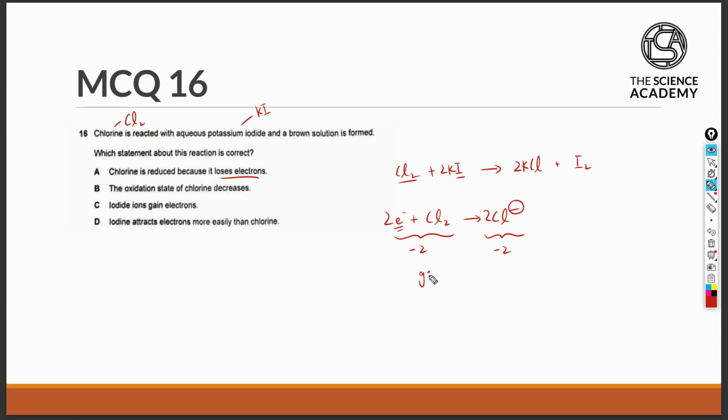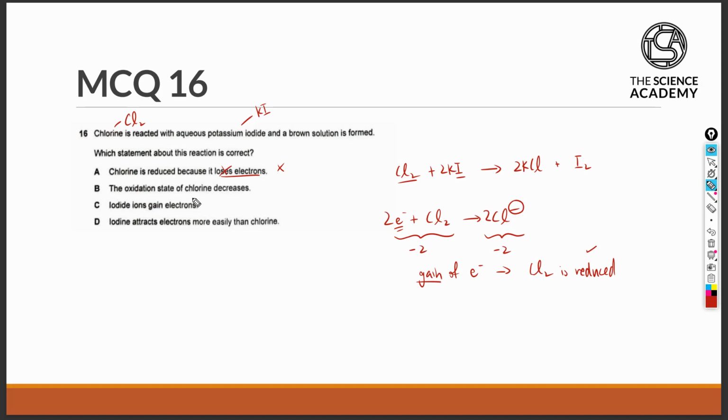The gain of electrons by chlorine means that chlorine is reduced because the gain of electrons is reduction. Option A states that chlorine is reduced because it loses electrons. Chlorine is indeed reduced, but it is due to the gain of electrons and not a loss of electrons. So option A is wrong.